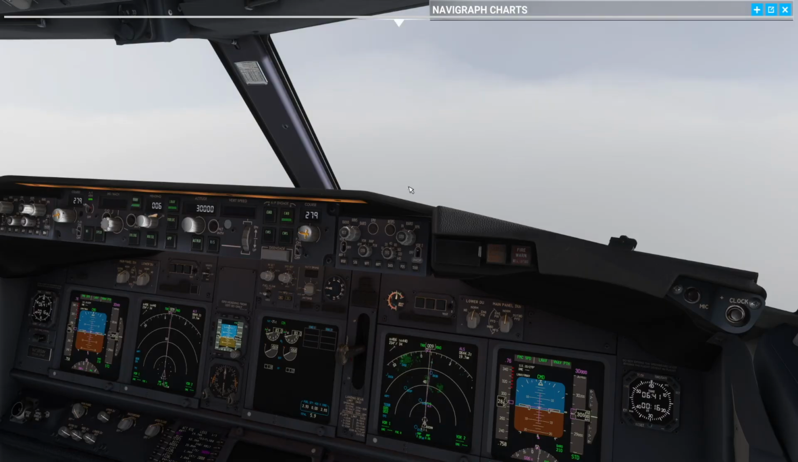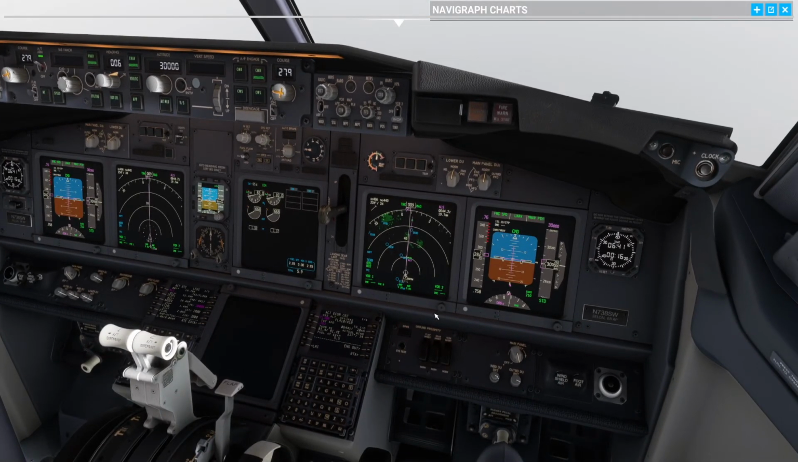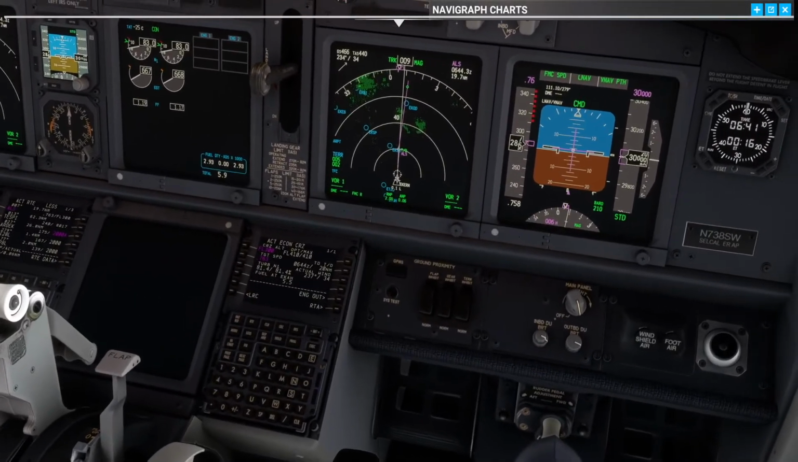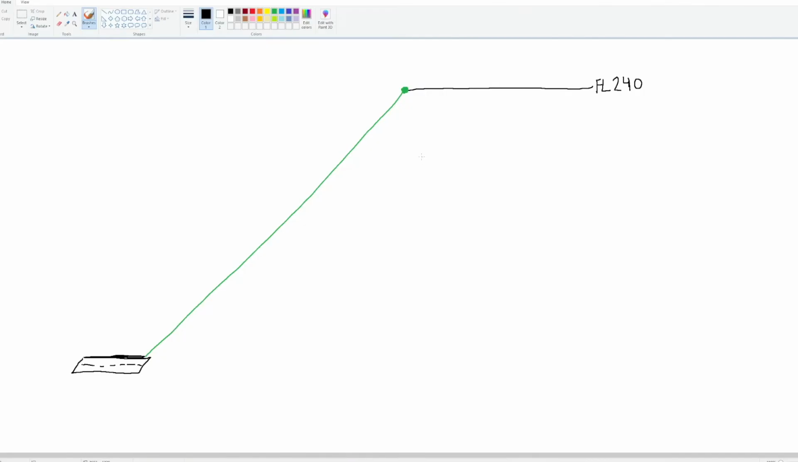So VNAV is based upon all the data you give it inside the FMC. VNAV consists of two modes, VNAV path and VNAV speed. Let's have a look at how VNAV path and VNAV speed works. For that, let's use my sophisticated tool right here.